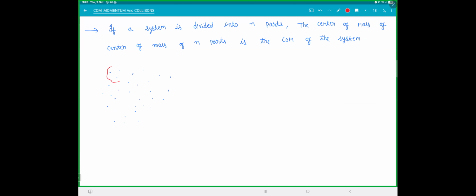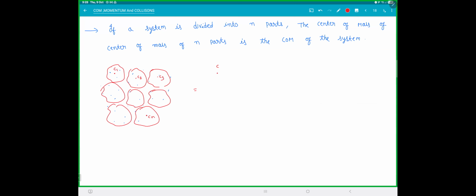So if you divide all these particles into one system, second system, third system, fourth, fifth, sixth, seventh, and so on, each system will have its respective center of mass C1, C2, C3, and Cn. So I can treat each of these as a particle of its own. And if you try to find the center of mass of all these, this will be the center of mass of all n particles. Center of mass of C1, C2, C3, and so on till Cn.